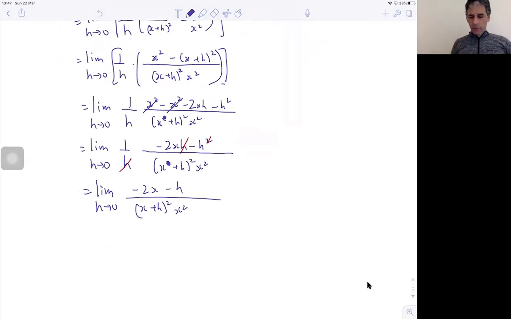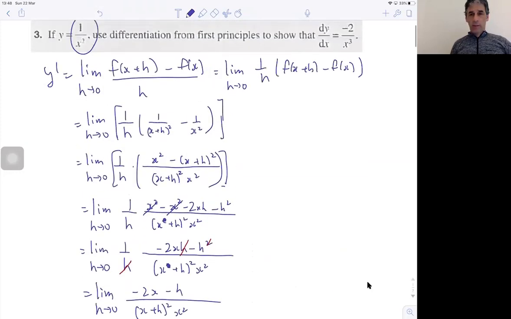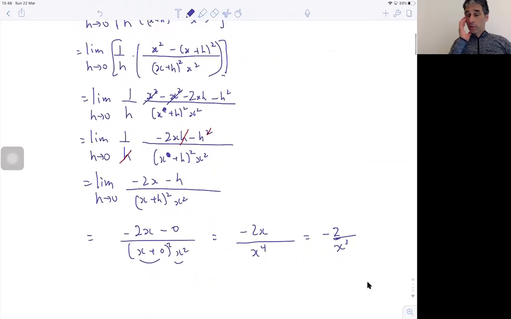And now you see as h goes to 0, we don't get that 0 over 0 anymore. We have a negative 2x minus 0 on the top, and the bottom, it's just (x plus 0) squared times x squared. So this simplifies to minus 2x all over, well, it's x squared times x squared, or x to the fourth. So I'm left with a minus 2 over x cubed, and I believe that's what they want us to show. Yes, that's the final answer. So we've given them their answer as required.